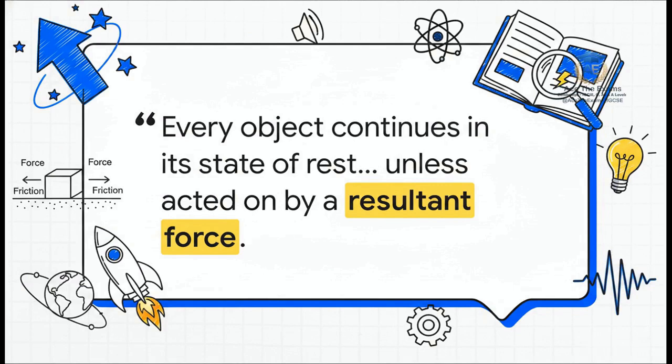Throughout your book, all the key points and definitions are highlighted in these blue panels. For example, you'll see Newton's first law neatly boxed up in blue. Every object continues in its state of rest or with uniform velocity unless acted on by a resultant force. When you are cramming or revising, these blue panels are literally your best friends for a quick, high-yield review.